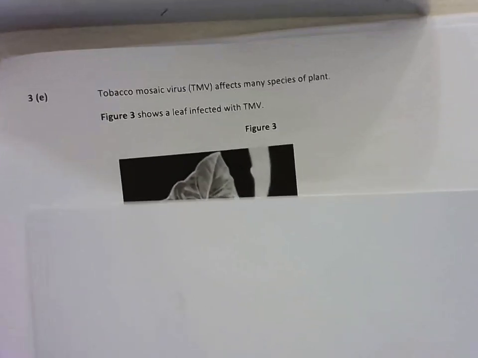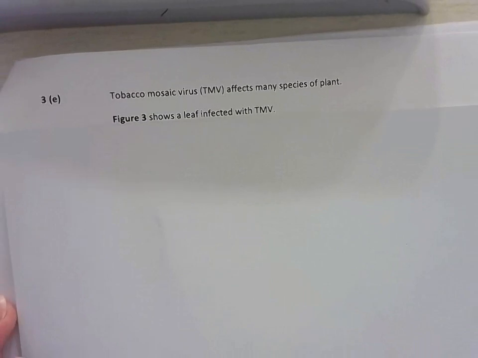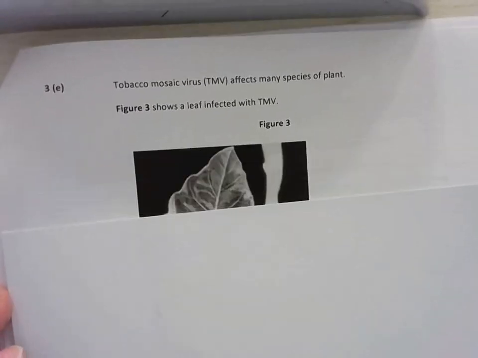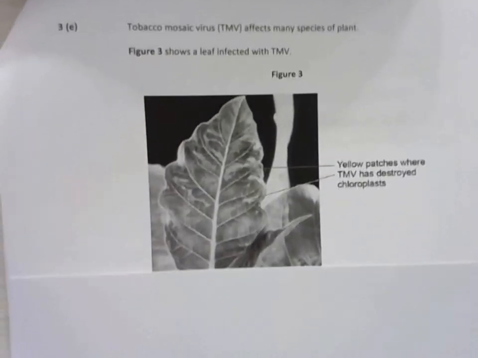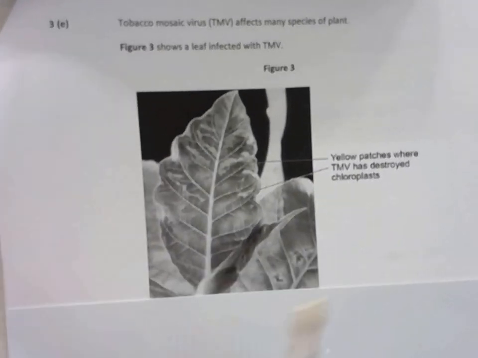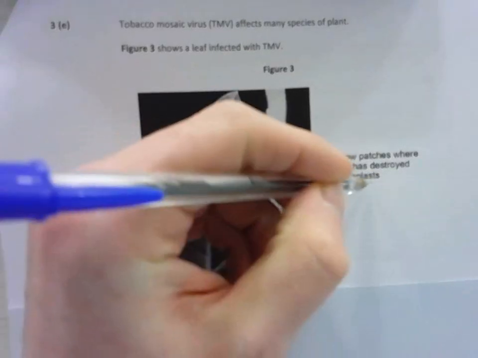Okay, over the page, and we've got our last question. So, tobacco mosaic virus affects many species of plant, and figure 3 shows a leaf infected with TMV. Now, we can't really see because it's black and white, but we're told there are yellow patches where TMV has destroyed chloroplasts. And that's the key thing for this question.